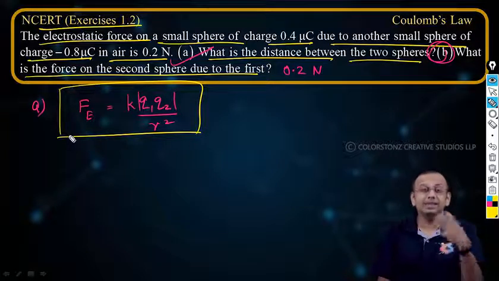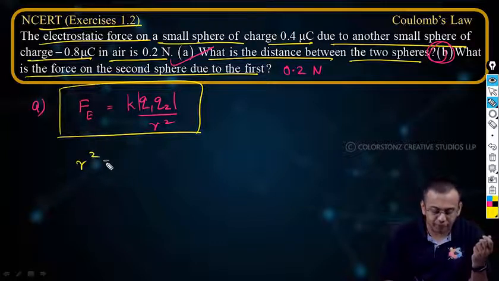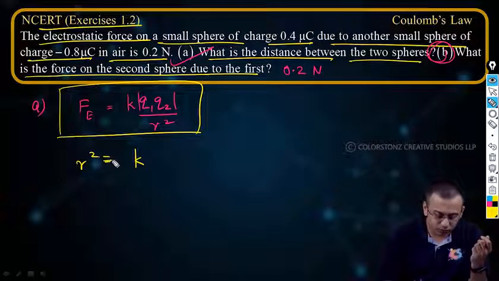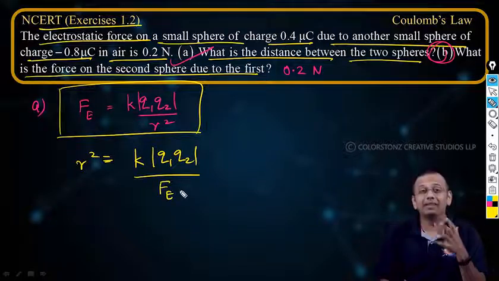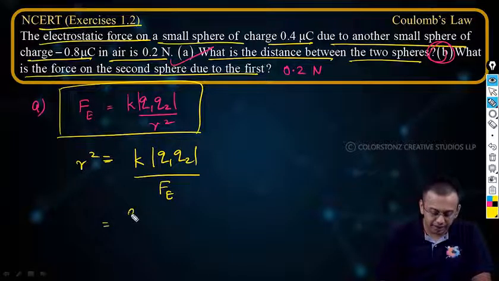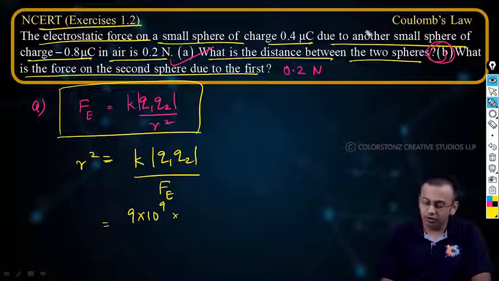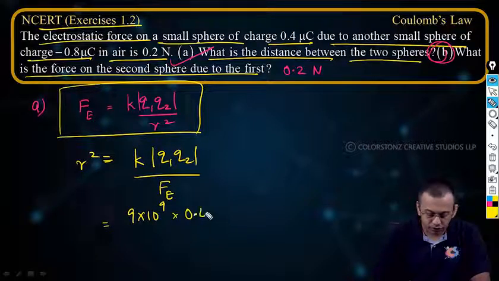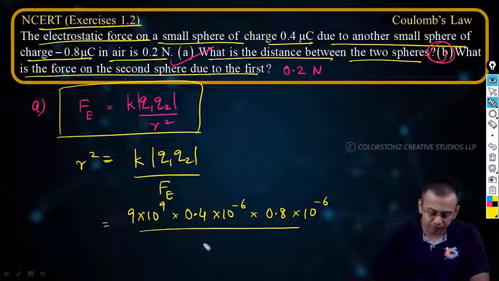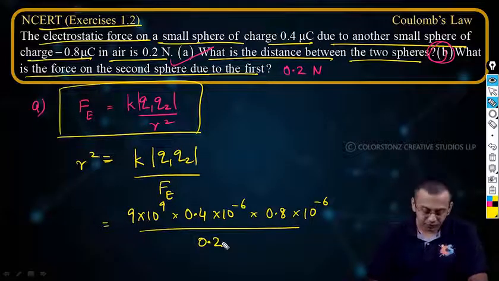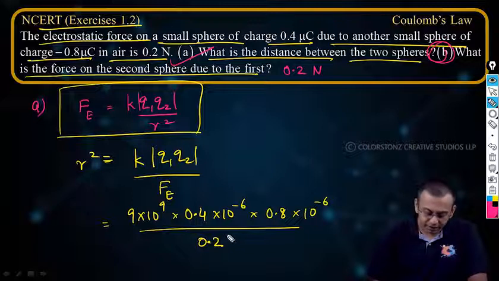Now force is given but distance is unknown, so I can rearrange this and write R square is equal to K Q1 Q2 upon Fe, the magnitude of electrostatic force. Put the values: 9 into 10 to the power 9. Charges are 0.4 microcoulomb, so that is 10 power minus 6 into 0.8. Remember, I'm not taking the sign because there's a mod. 10 power minus 6 upon the electrostatic force, which is 0.2. The 0.2 I can cancel with 0.8 so that it gives me 4.